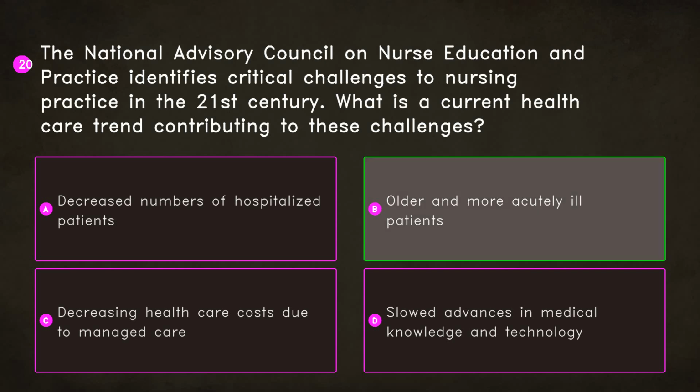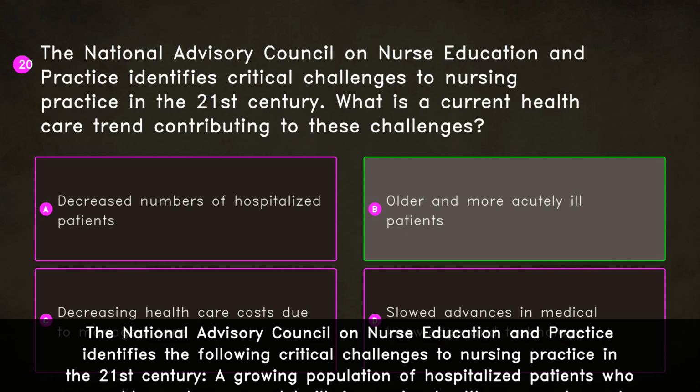The correct answer is older and more acutely ill patients. The National Advisory Council on Nurse Education and Practice identifies the following critical challenges to nursing practice in the 21st century: a growing population of hospitalized patients who are older and more acutely ill, increasing healthcare costs, and the need to stay current with rapid advances in medical knowledge and technology.